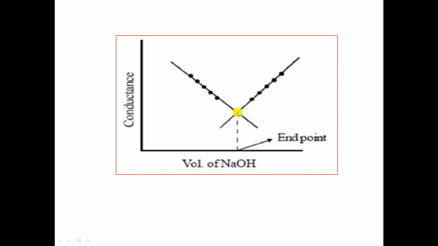At this point, conductance will start increasing, because all molecules of HCl are neutralized completely, and whatever NaOH we add now will remain as it is, increasing the concentration of Na+ ion and OH- ion. Because of that, conductivity starts increasing from this point, and it will increase sharply. After drawing the graph, the intercept obtained is the end point of that titration. By using this end point, we are going to calculate the concentration of HCl.